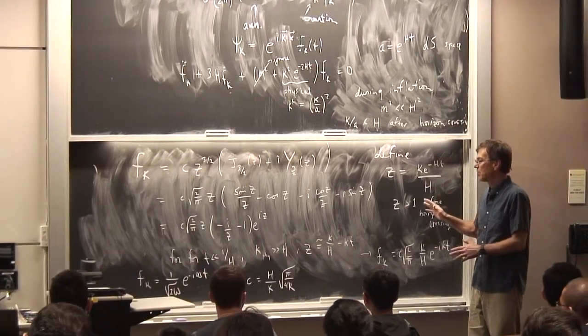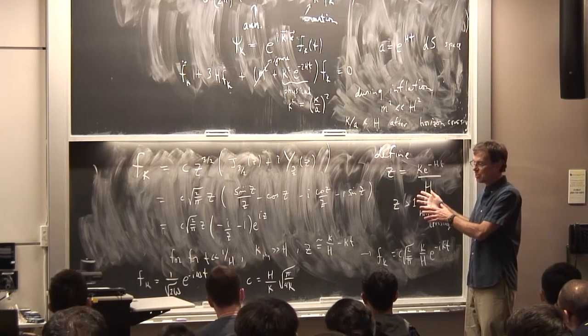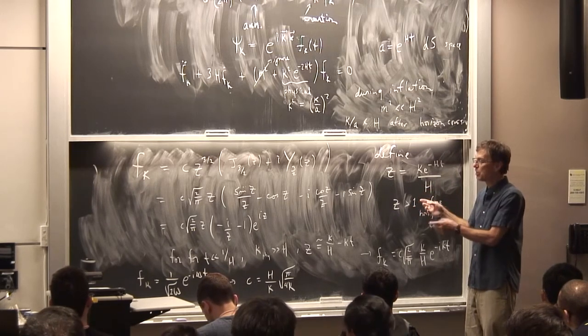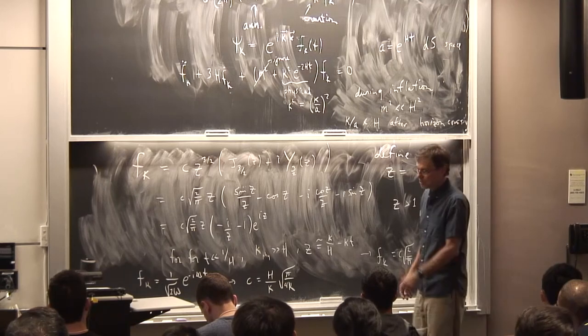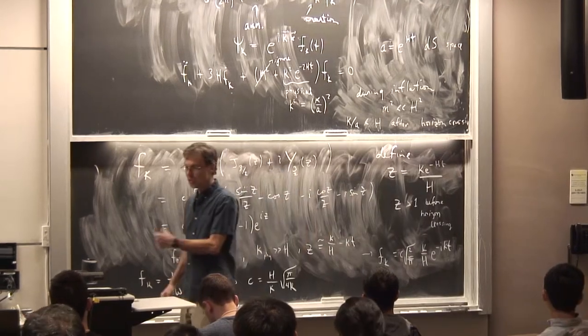Oh, and incidentally, an exactly analogous calculation holds for gravity waves, and that's why their quantum fluctuations are also of order H.